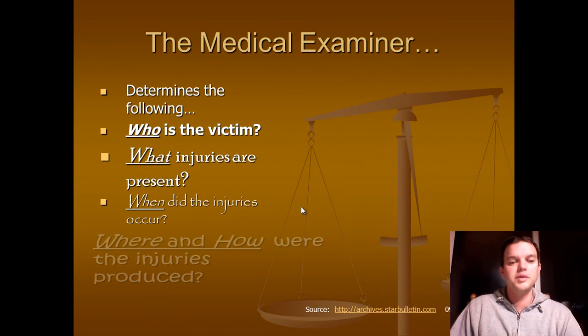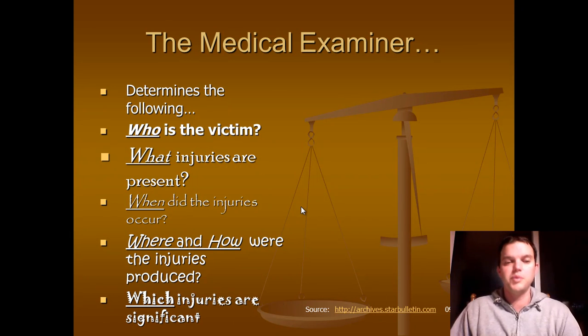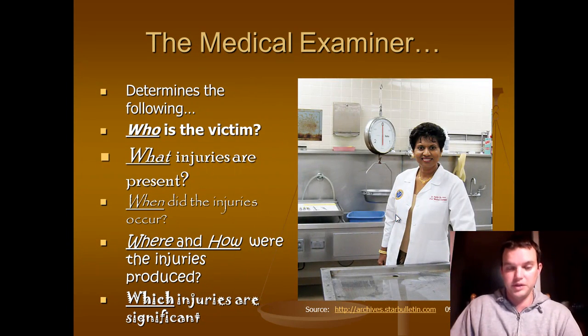All right, so the medical examiner is going to try to figure out, remember we said all the W's except for the Y: who's the victim? What injuries were present? When did the injuries occur? Where and how were the injuries produced? And which injuries are related to the death of the individual?